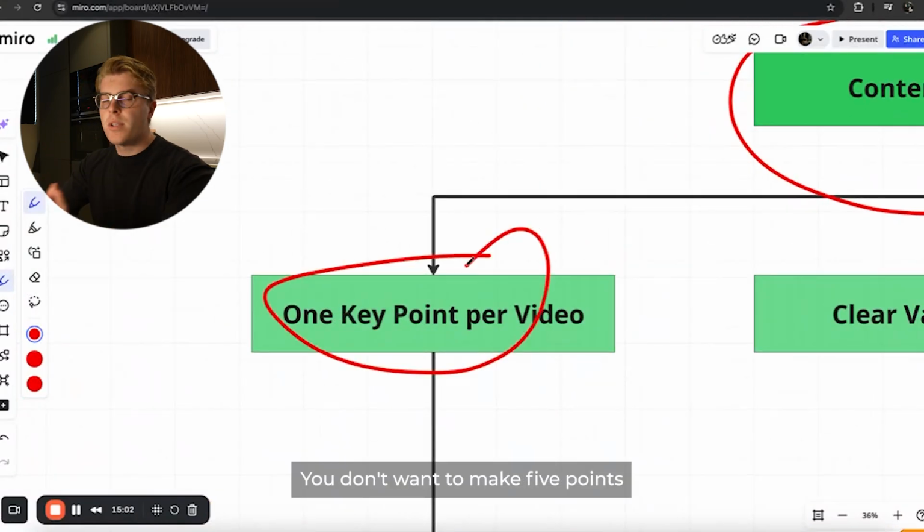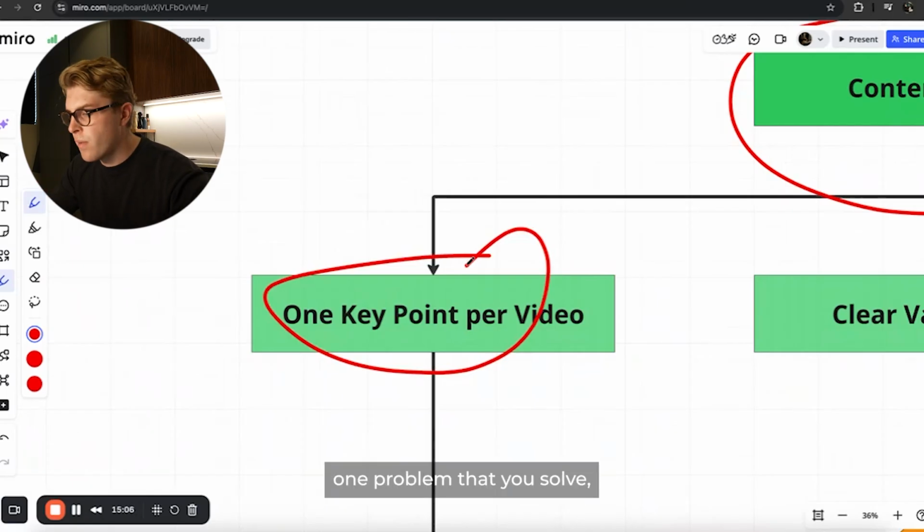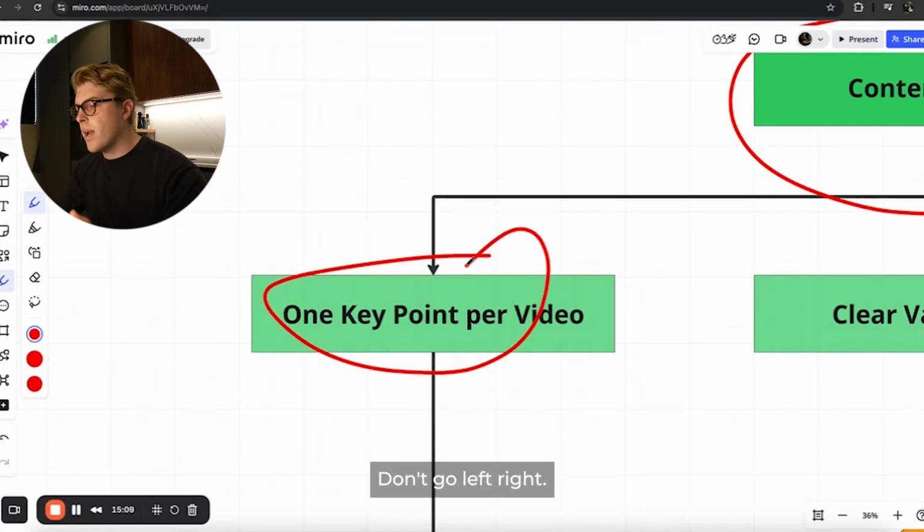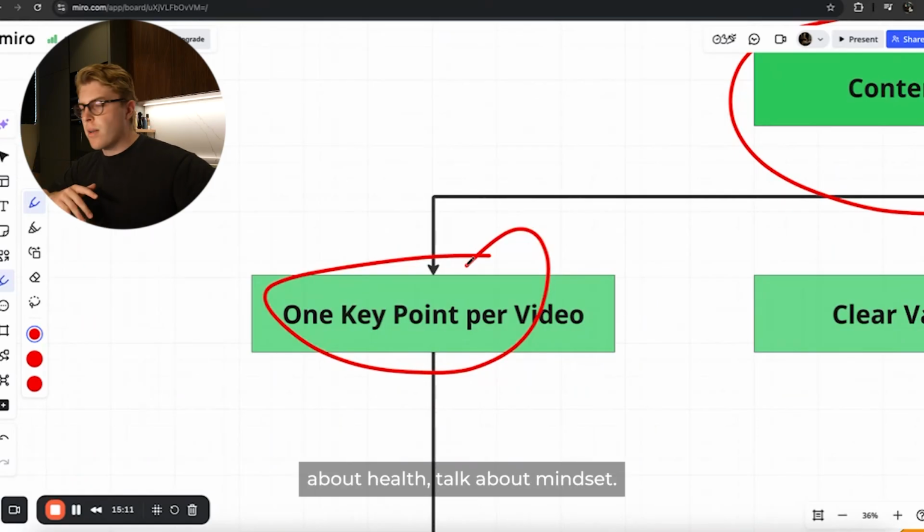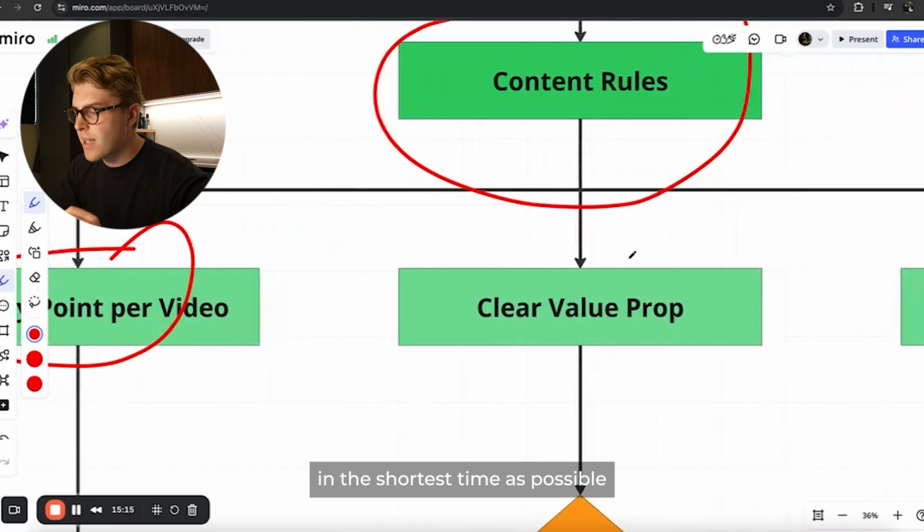You don't want to make 5 points within one single video. You just want to have one topic that you solve, or one problem that you solve, or one story that you tell. Don't go left, right, talk about business, talk about health, talk about mindset. You want to stick to one point and make it very clear in the shortest time as possible.